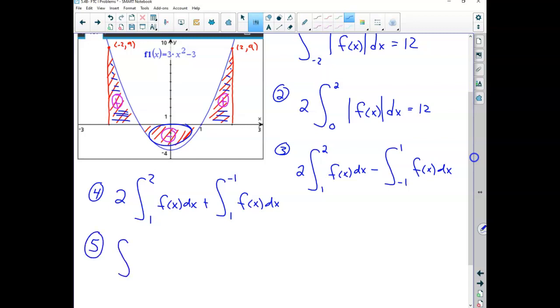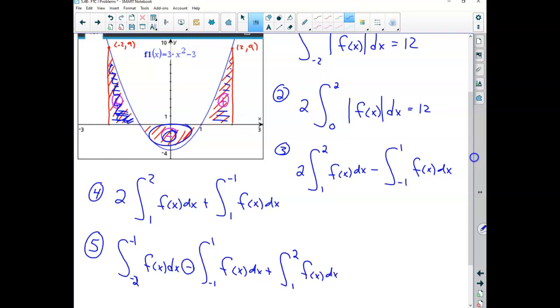Maybe I want to take the integral from -2 to -1 of f of x dx. What's that going to do? That's going to give me this area. And maybe I want to subtract that area from -1 to 1 of f of x dx. And because I'm subtracting that area right there, I know I'm subtracting a negative, making it positive. And then maybe I want to add the integral from maybe 1 to 2 of f of x dx.